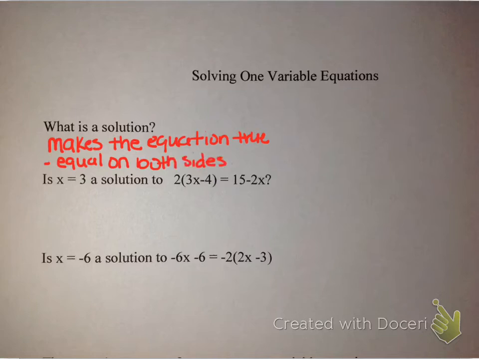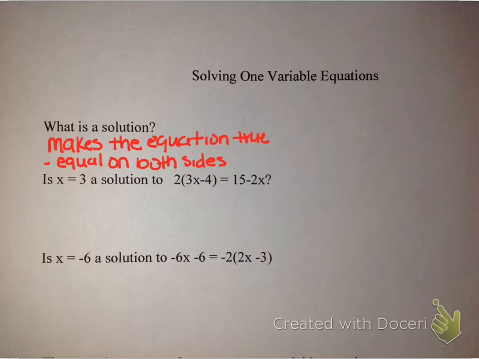If you have an equation, you have an equal sign, and you have two things on each side of the equal sign. When we say that it makes it true, it means that if you substitute in that number, then it'll make it the same or equal on both sides. Okay, so we're going to try this out.